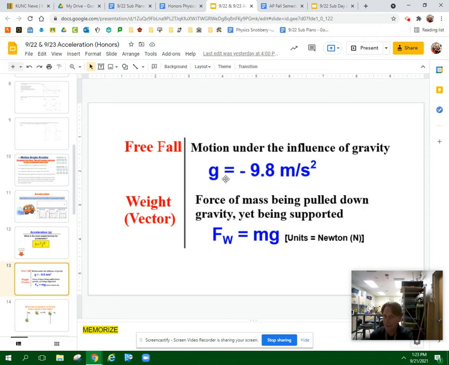Gravity is just another type of acceleration. We call it free fall. And with gravity, it's always negative 9.8 meters per second squared. It's directed downwards. Think if you have an object that's dropping downwards, the negative acceleration is going to accelerate the object in the negative direction, which is down.